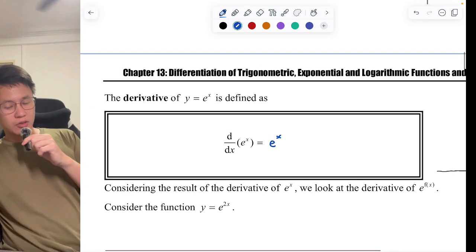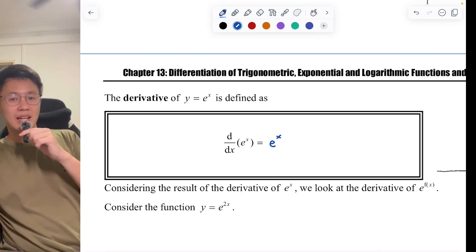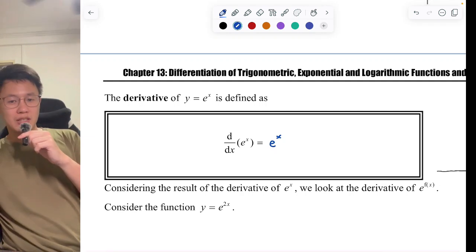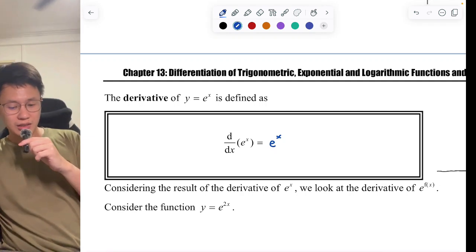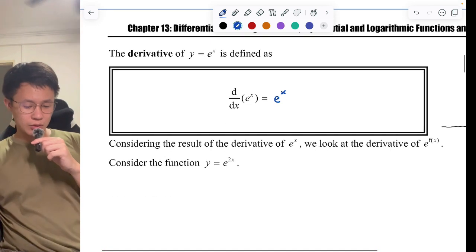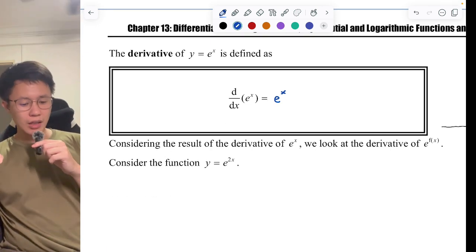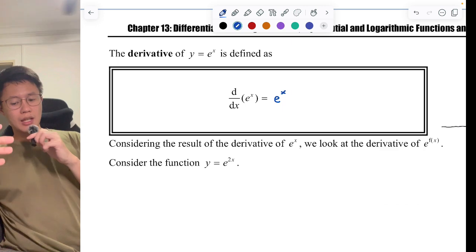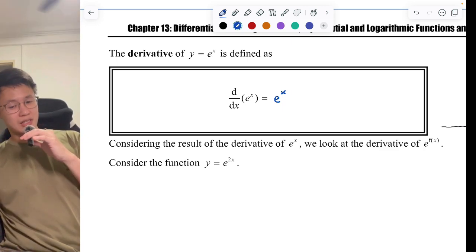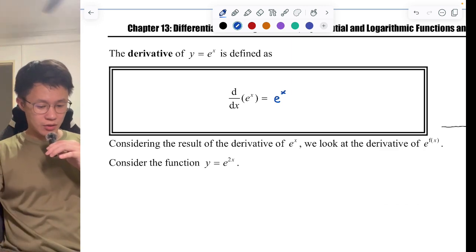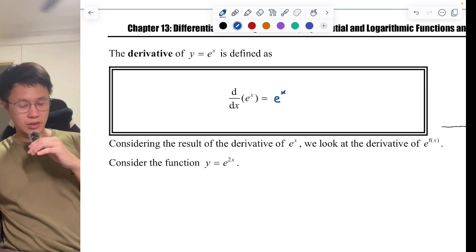So what we're curious about is what happens if x is not a simple function of just x, but a function in terms of something else. So we want to consider the function y equals e to the power 2x. We want to bring in the idea of chain rule because exponential is a function itself, right? So let's consider the function y equals e to the power 2x.